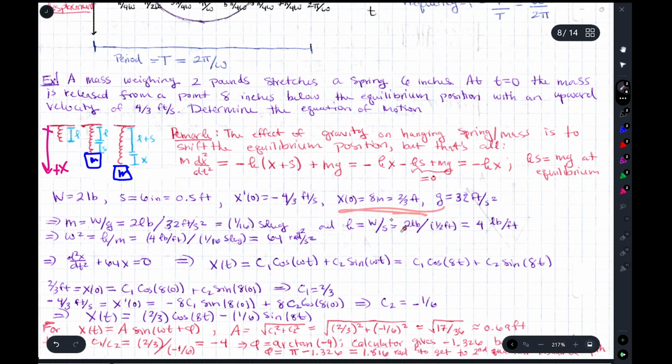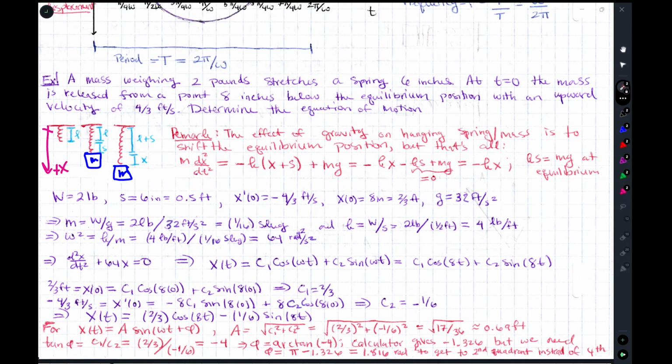And it starts 2/3 feet below the equilibrium. That's why that's positive there. If it was above the equilibrium, it would be negative. In g, we're using feet per second squared, and that's kind of unconventional. You generally will use SI units, but you get problems like this.